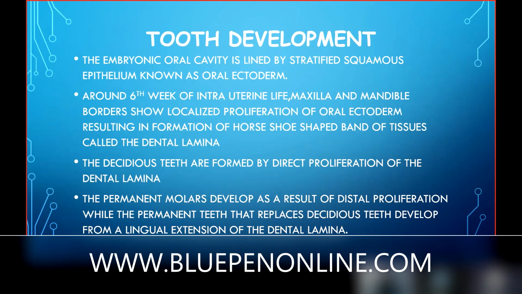After that, the deciduous teeth are formed by direct proliferation of dental lamina, because deciduous teeth are the first teeth to erupt. Permanent teeth are the successors of deciduous teeth. The permanent molars develop as a result of distal proliferation, while the permanent teeth that replace deciduous teeth develop from the lingual extensions of dental lamina.